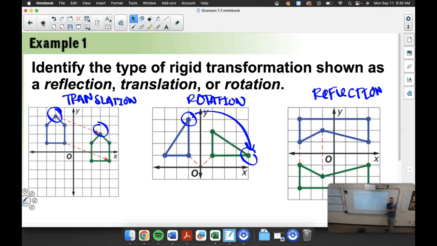Later on, we are going to go back to these concepts and do them more specifically. Like, hey, how many degrees did this rotate and how do we figure that out? How much did this translate? And reflection, where is the line of symmetry that it's reflecting over, or the line of reflection?